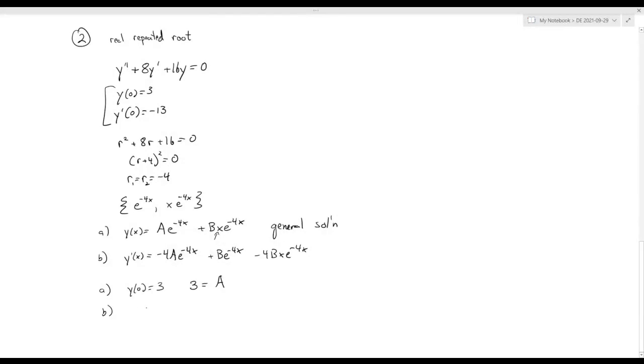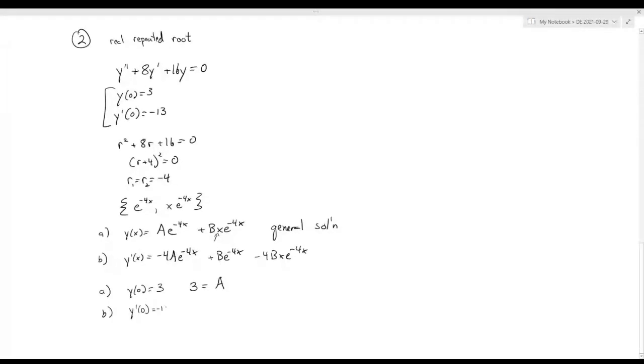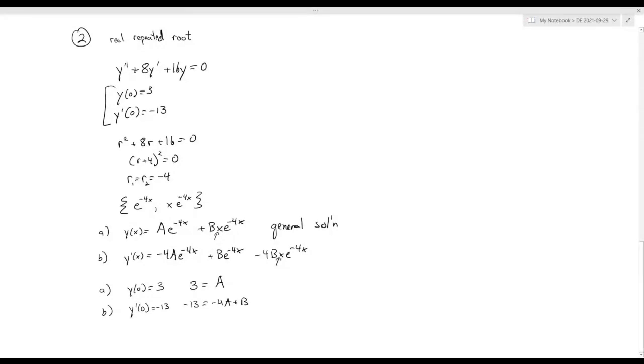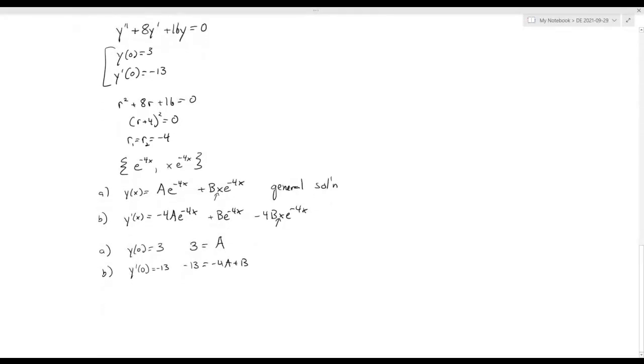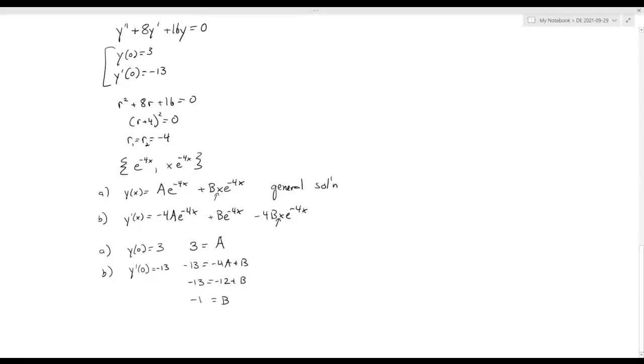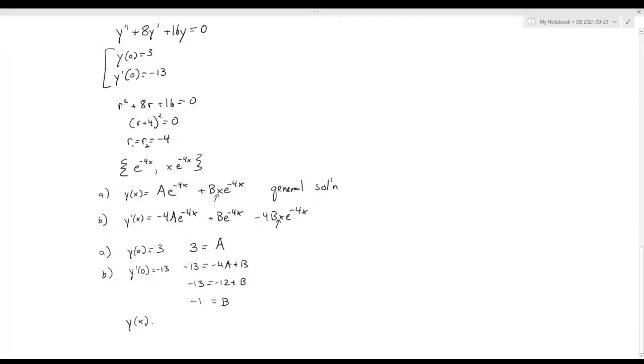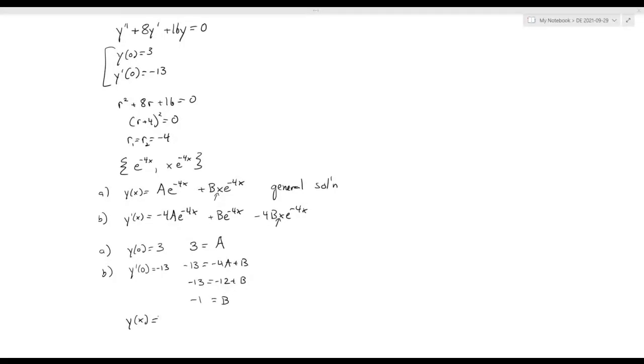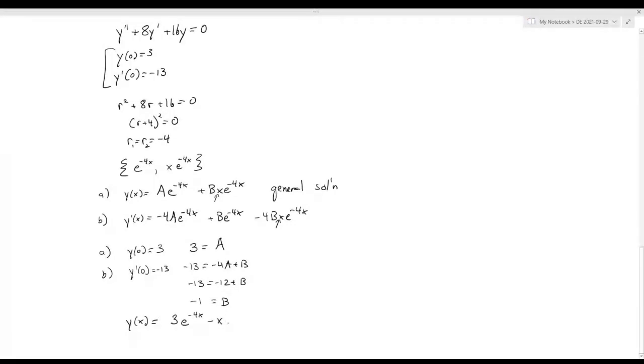And then we use the derivative. So y prime at 0 is -13, and we get -4A plus B. And because x is 0, that term just goes away. But we already know that A is 3, so B must be -1. Okay. So now our particular solution to the initial value problem is A times y1 plus B times y2.